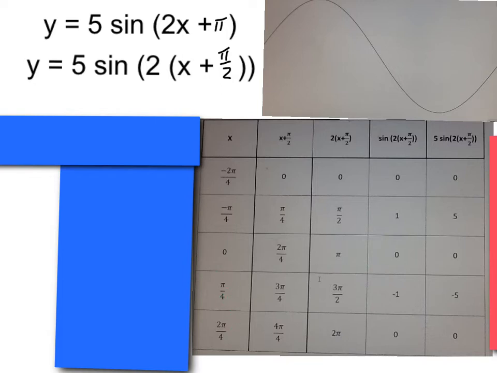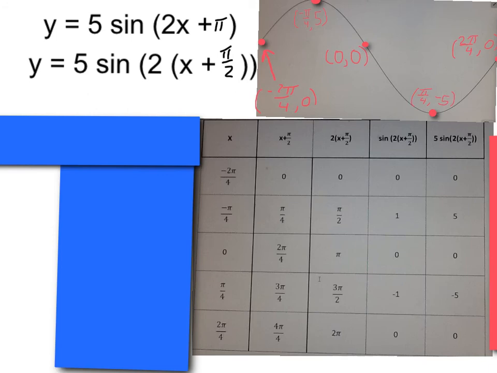There's our table. We've got the values of the sine graph at the first point, the second point, the third point, the fourth point, and the fifth point. So now all we have to do is plot those and put the x and y axis on there. And there we have it. One full cycle of this graph.